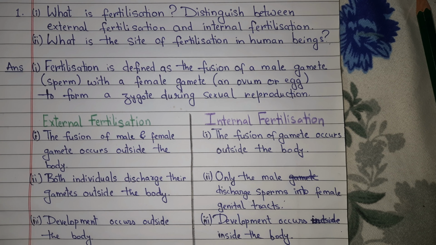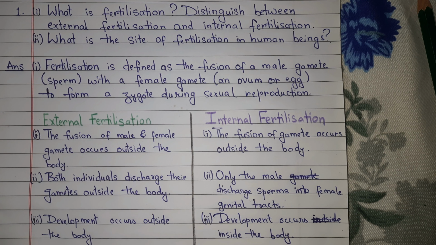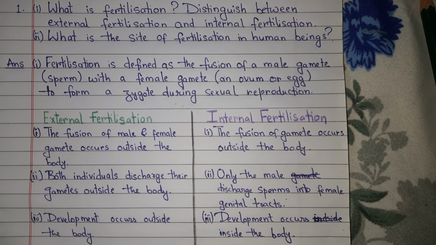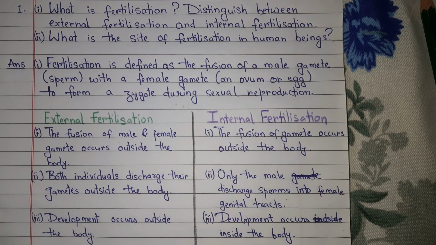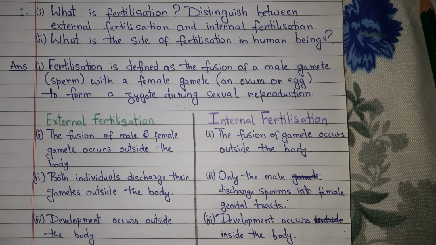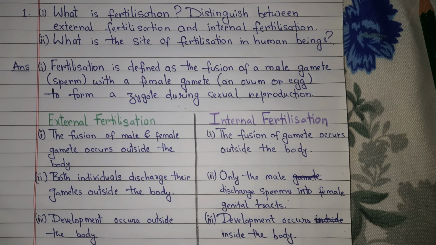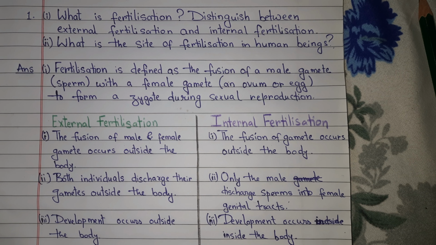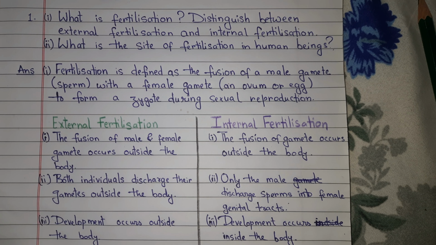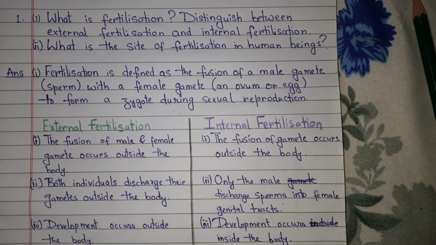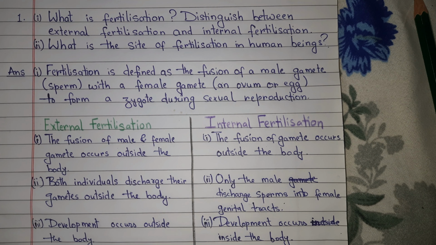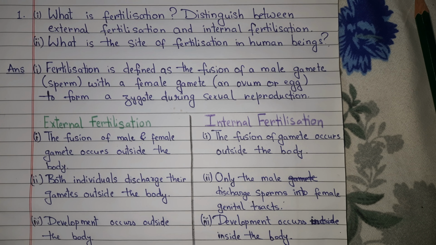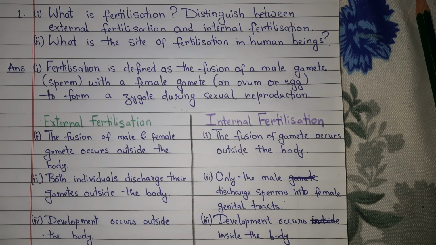Next, distinguish between external and internal fertilization. Let's begin with external fertilization. The fusion of a male and female gamete occurs outside the body. Both individuals discharge their gametes outside the body. The thing that you have to keep in your mind is that things are happening outside the body of the male and the female as well. Development occurs outside the body, and here the example is frog.